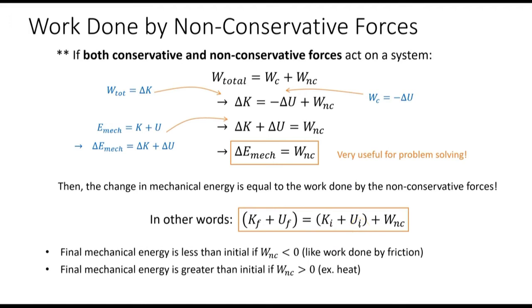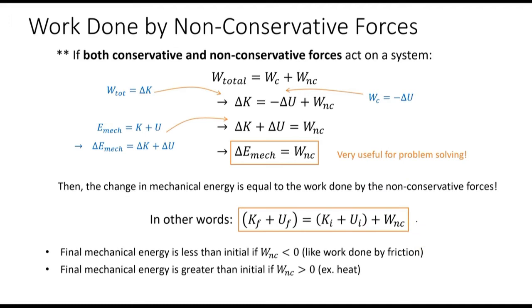What that means is that if the final mechanical energy is less than the initial mechanical energy, the work done by non-conservative forces must be negative. You would have kinetic energy plus potential energy minus something to give you a smaller number on the left-hand side. But if instead the final mechanical energy is greater than the initial, then we have some positive work done by non-conservative forces. In general, we're going to be talking about work done by friction, for example. So in most cases, the final mechanical energy will be less than the initial mechanical energy because we have negative work done by friction.